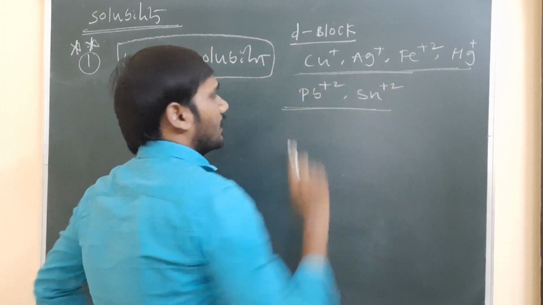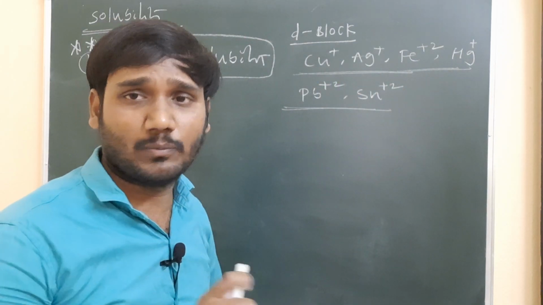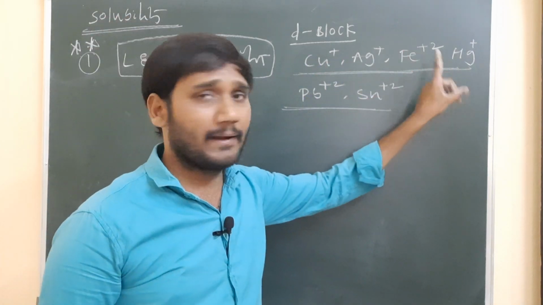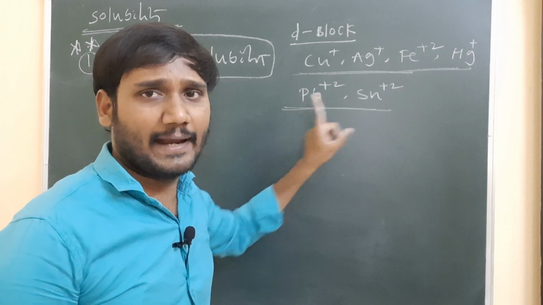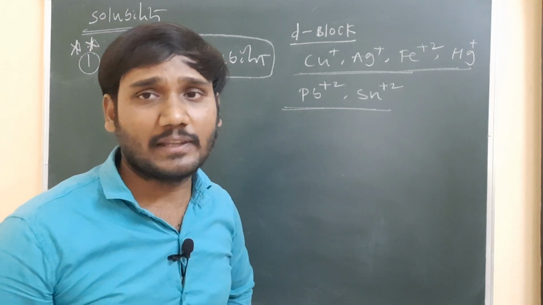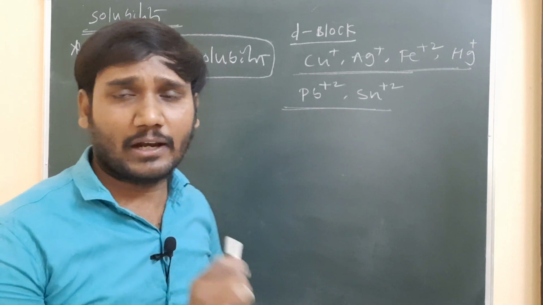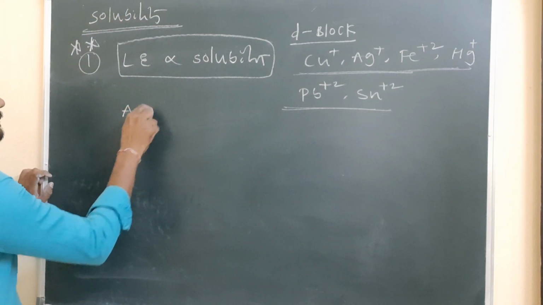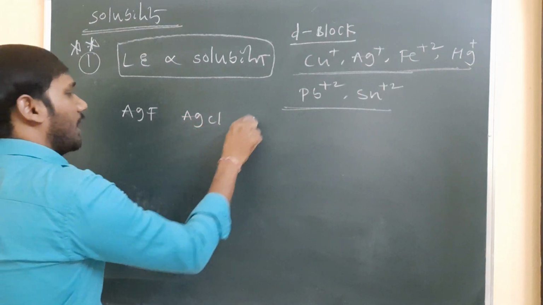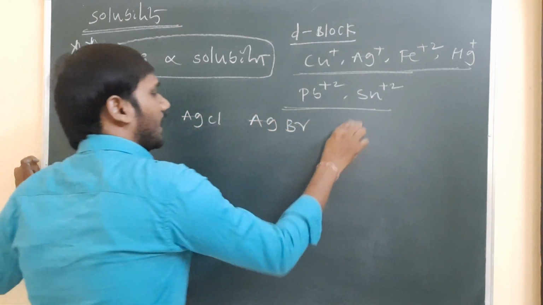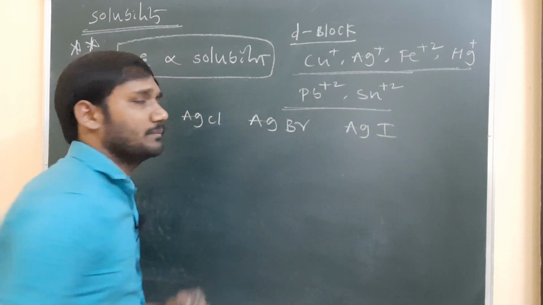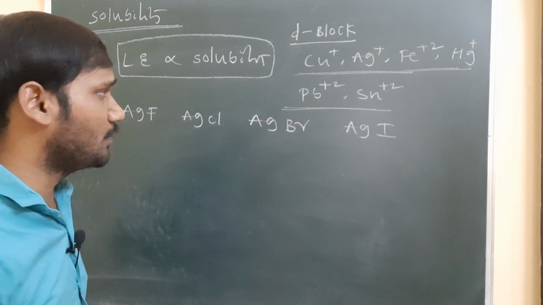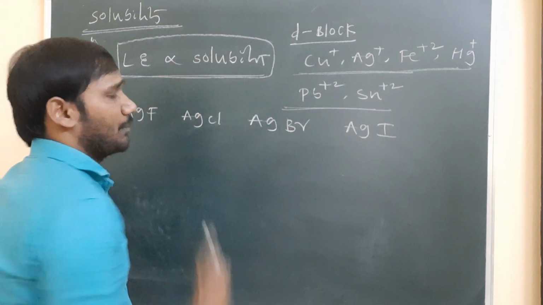Very, very important. In the presence of these particular elements, copper, silver, iron, mercury, lead and tin, lattice energy is directly proportional to solubility. For example, take silver fluoride, silver chloride, silver bromide and silver iodide. Silver belongs to the d-block, so in these cases lattice energy is directly proportional to solubility.